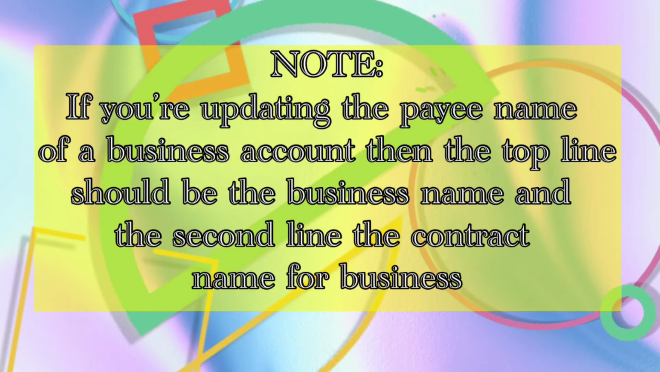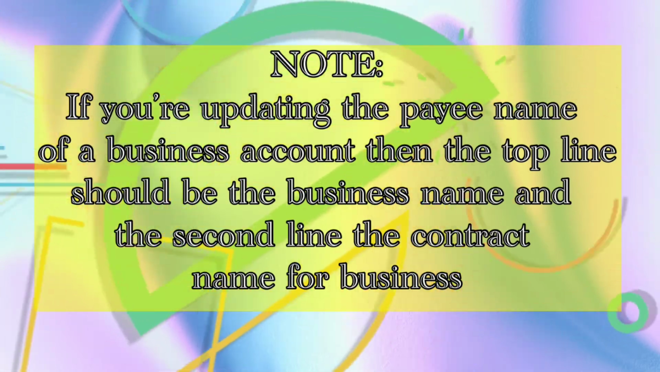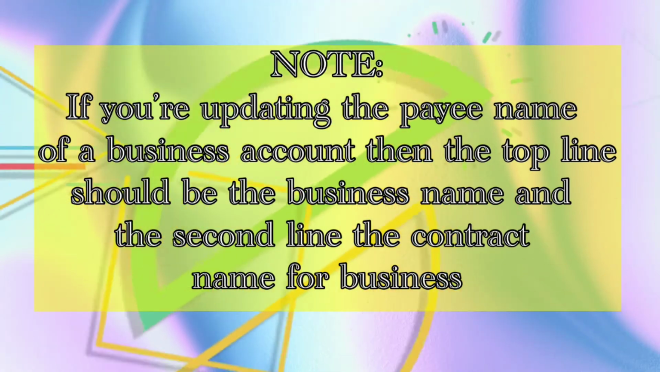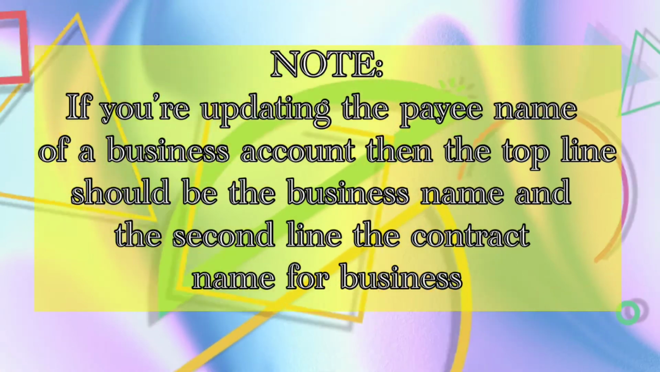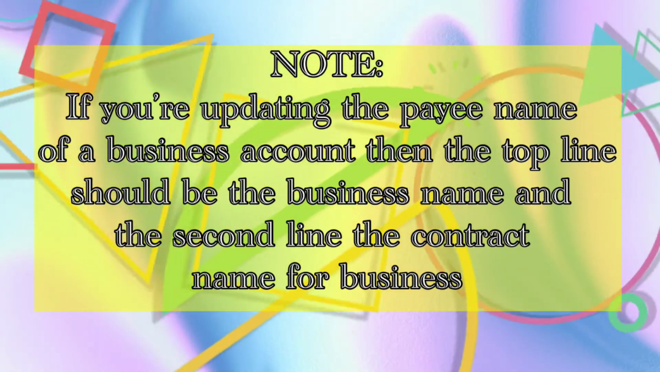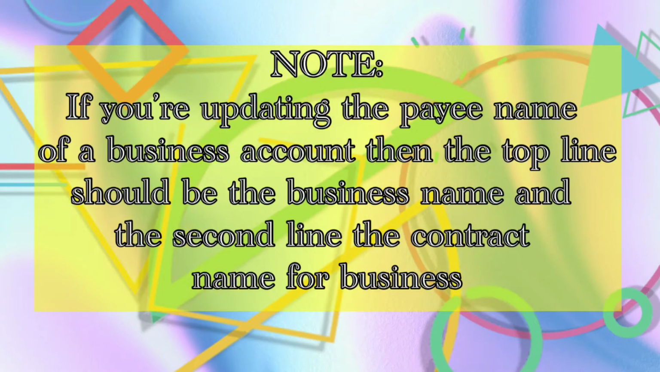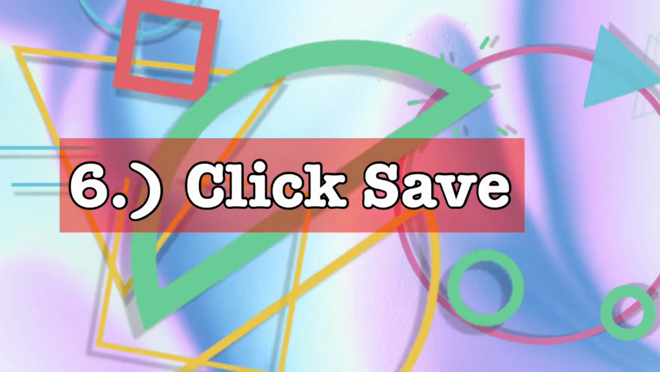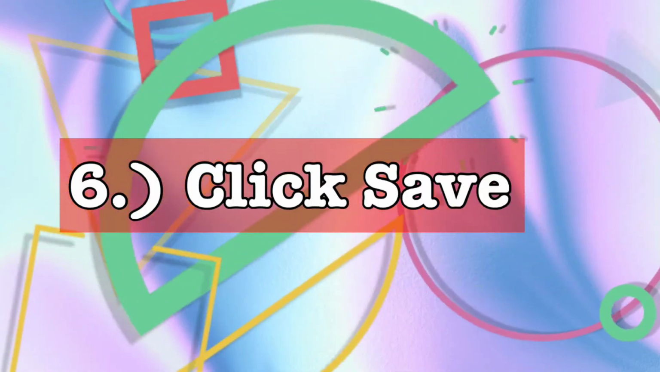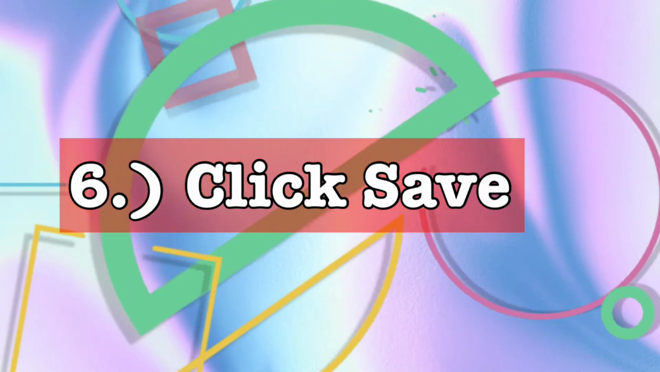Note, if you're updating the payee name of a business account, then the top line should be the business name, and the second line, the contact name for your business. Number 6, the last one, click Save.